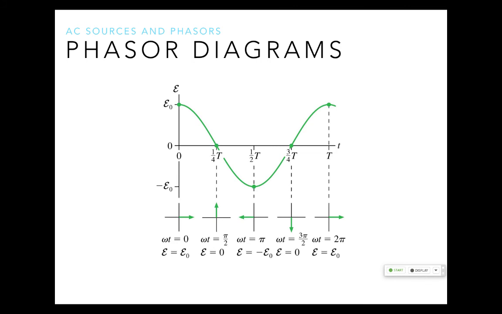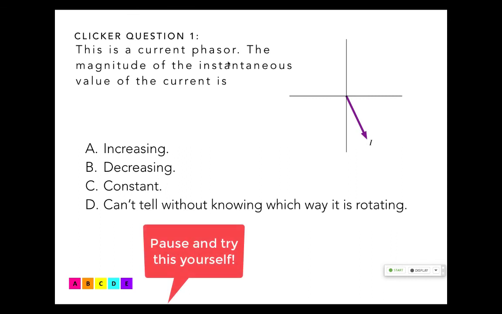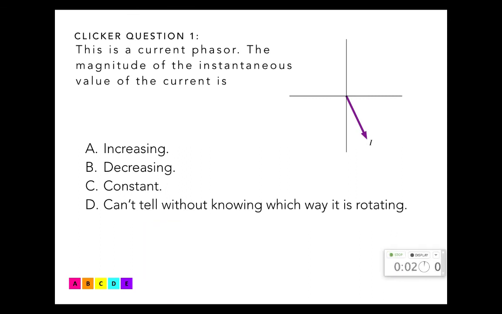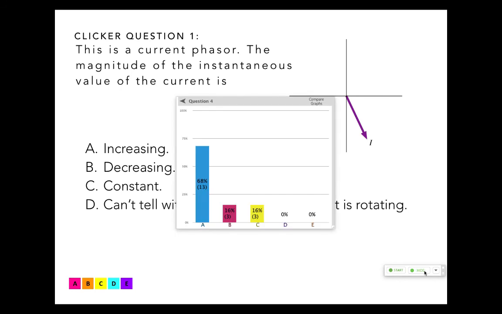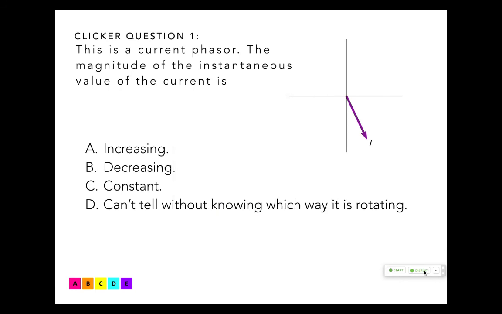But which way does the phasor rotate? Counterclockwise, right? It goes along the unit circle. So if you want to predict the future, you know it's going to be moving counterclockwise. All right? So here's a question. And what do we mean by instantaneous value? Increasing, decreasing, or constant? Please discuss.